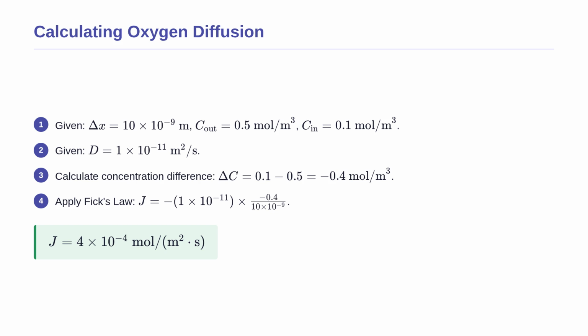Next, we plug our values into Fick's law. Notice how the negative sign from the formula and the negative from our concentration difference cancel out. Performing the math, we find that 4 times 10 to the negative 4 moles of oxygen flow through every square meter every second. This positive value confirms oxygen is moving inward to keep the cell alive.